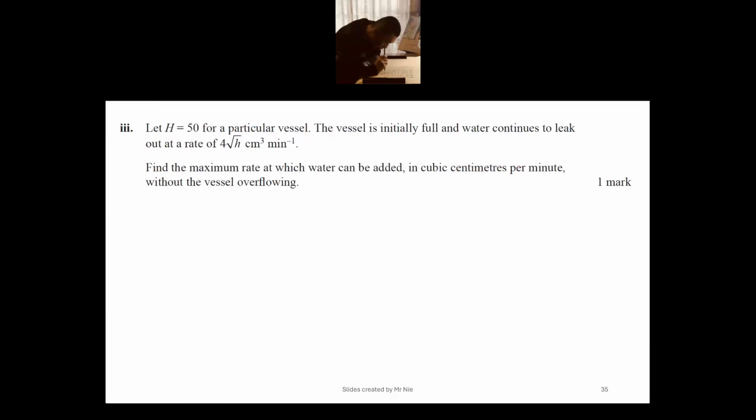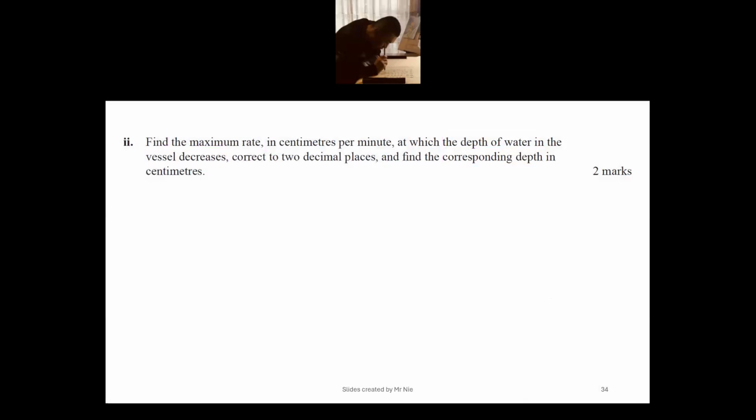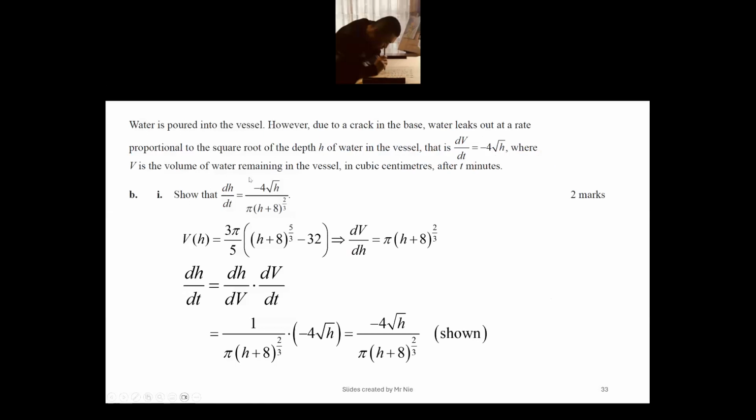Part 3. Let capital H equal 50 for a particular vessel. That means the vessel can only hold up to 50 centimeters high of water. The vessel is initially full and the water continues to leak out at a rate of 4 root h centimeters cubed per minute. That means we can still apply the previous rate of change expression.